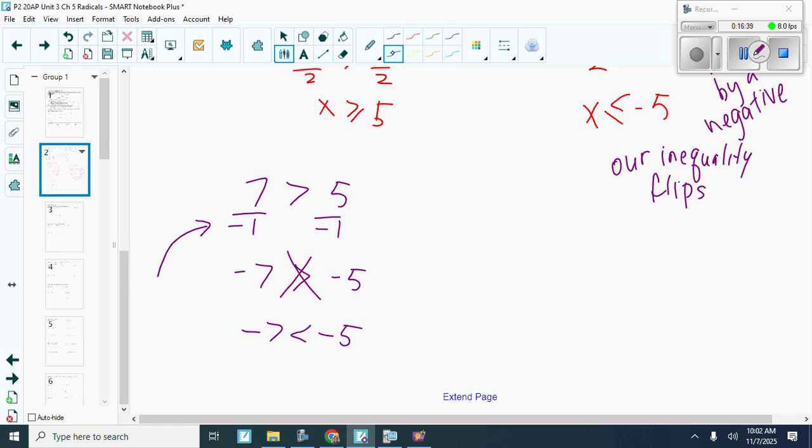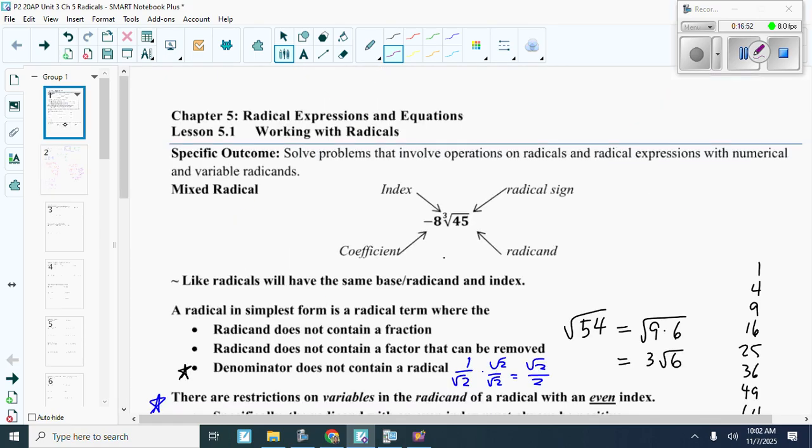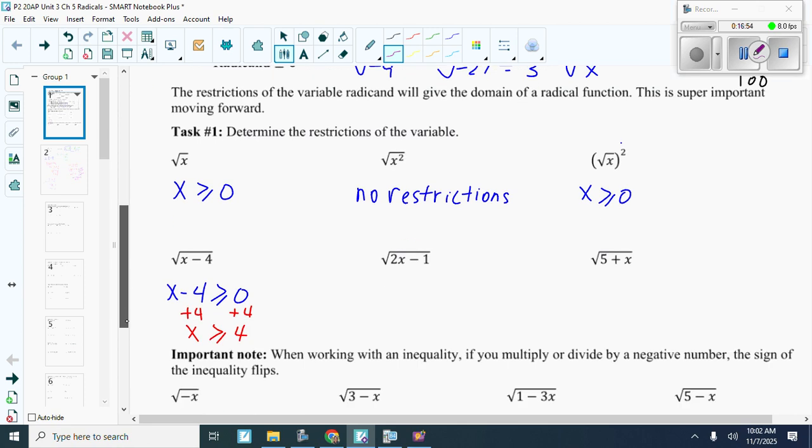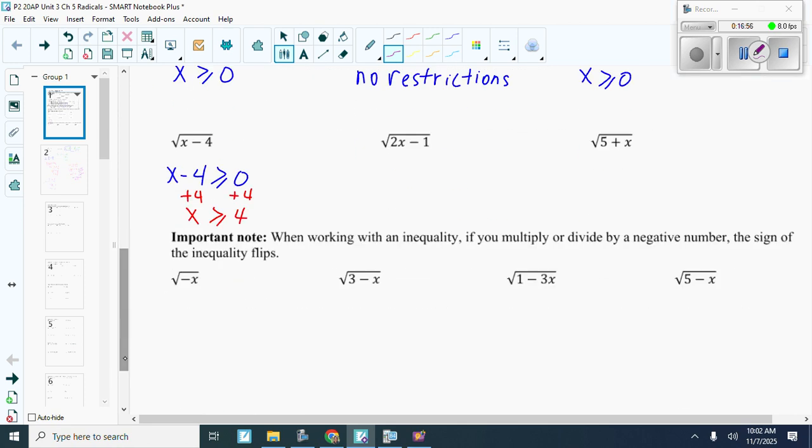Because what I did to one side, I did to the other, so that should preserve my equation, right? However, when you multiply or divide by a negative, just remember to flip your sign. Important note, and it's in your notes, guys: when working with an inequality, if you multiply or divide by a negative number, the sign of the inequality flips. So we'll get to that.